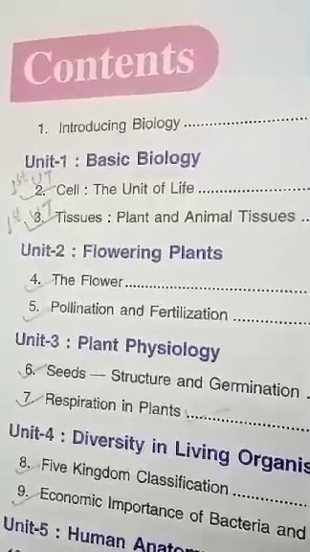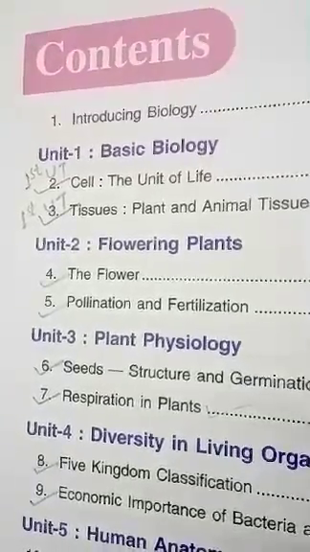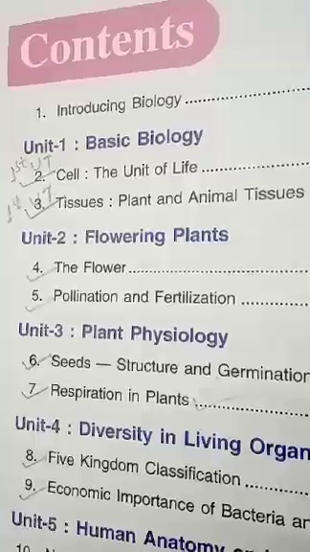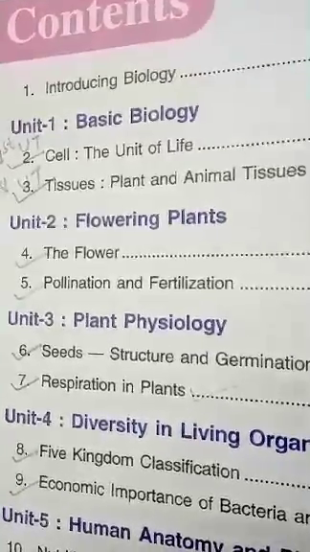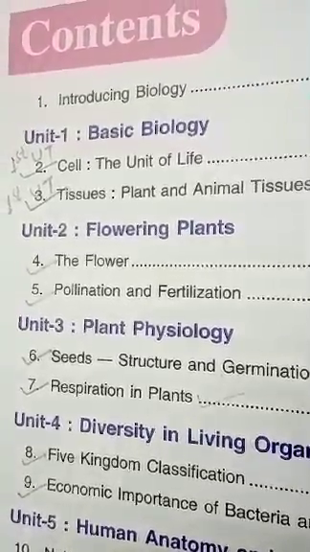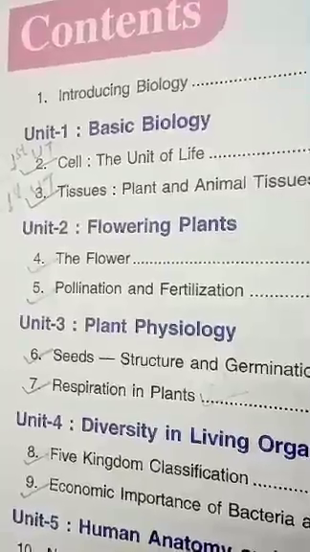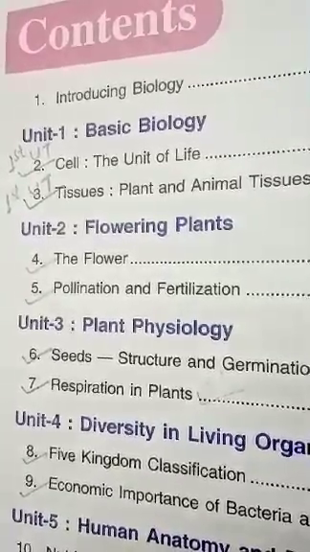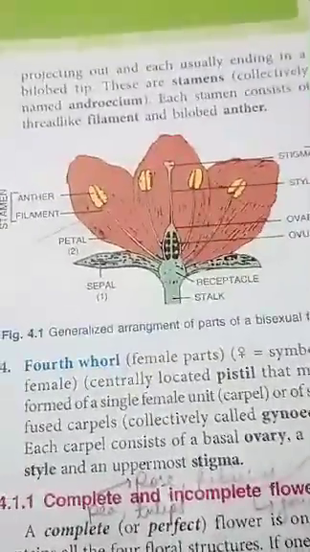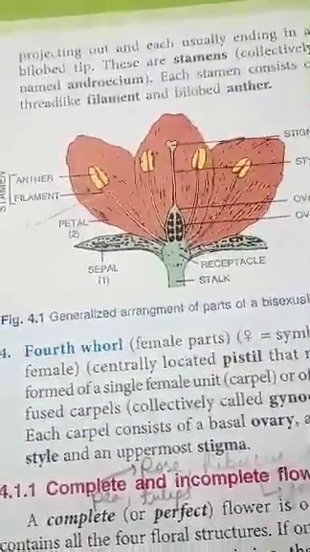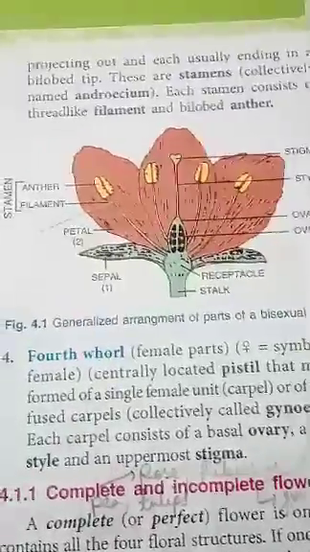Children, till now we have discussed unit 1, that is cells and tissues. Today I'll take up unit 2, flowering plants, the flower, then number 5, pollination and fertilization. So we start with the flower, that is chapter 4. Children, regarding the flower you have already read in detail in your class 6 and class 8.